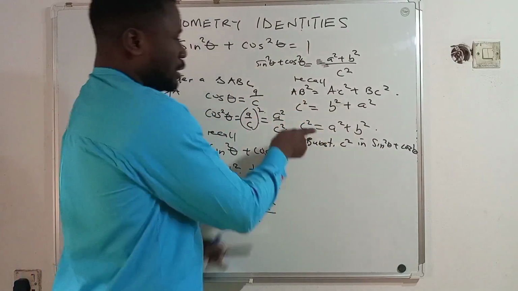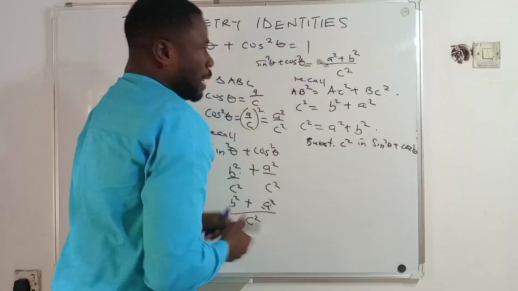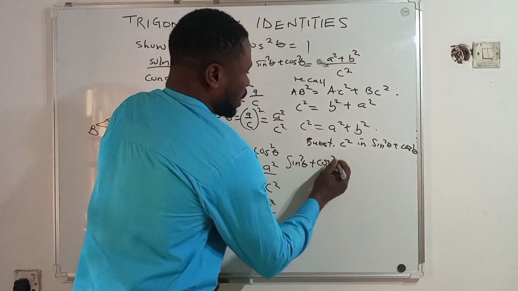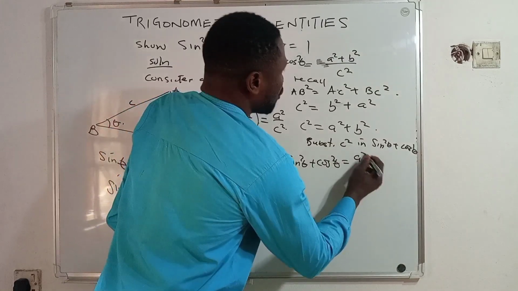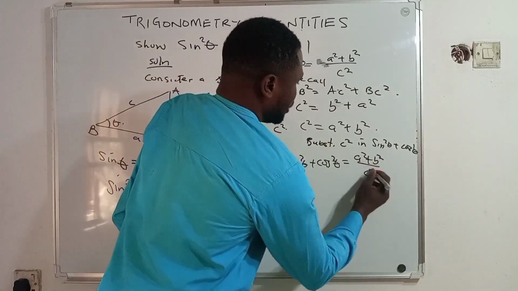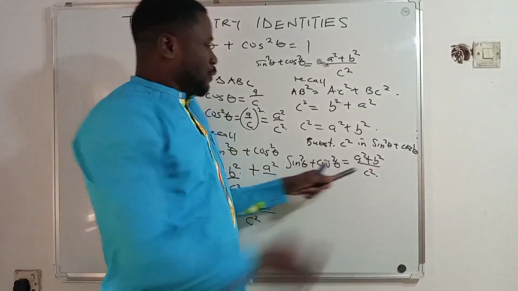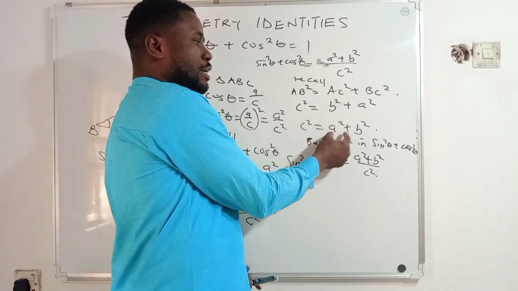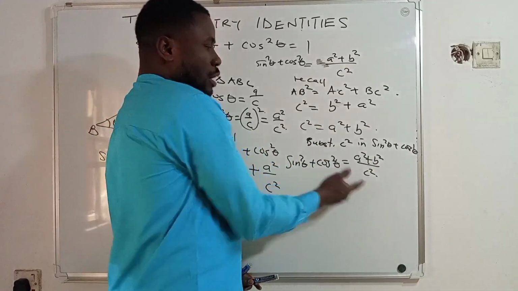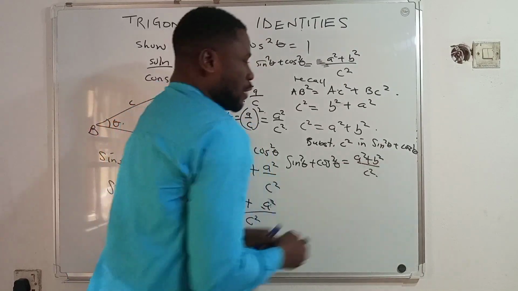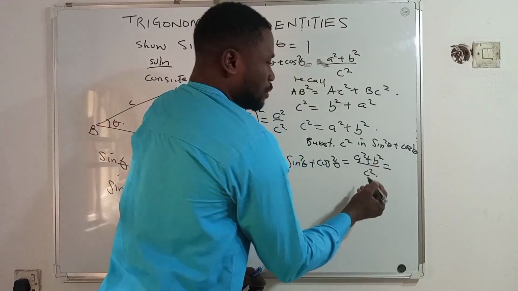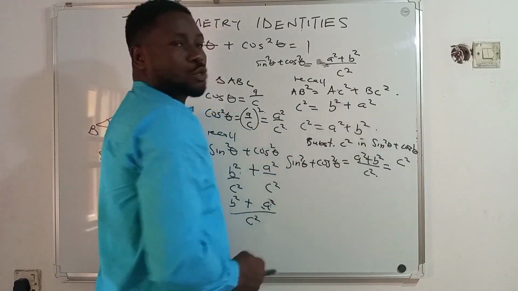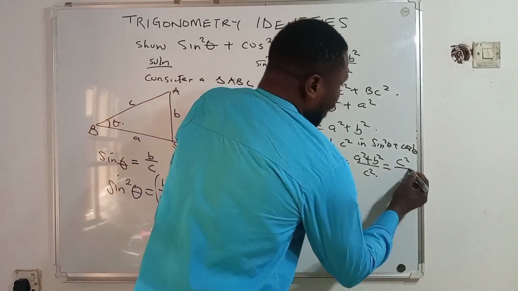If you substitute this c squared in this, remember that sine squared theta plus cos squared theta, what we had then was a squared plus b squared all over c squared. So having known that another expression for c squared is a squared plus b squared, in place of a squared plus b squared, we may decide to put c squared, because c squared is the same as a squared plus b squared. And so this is c squared all over c squared.